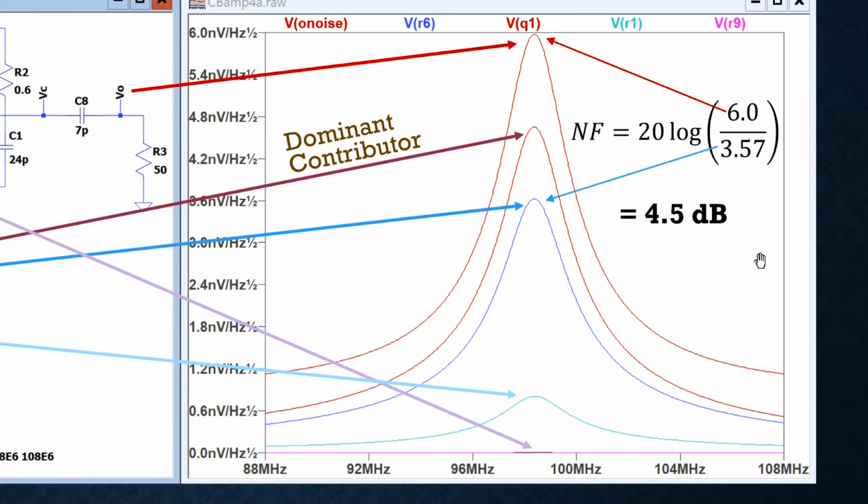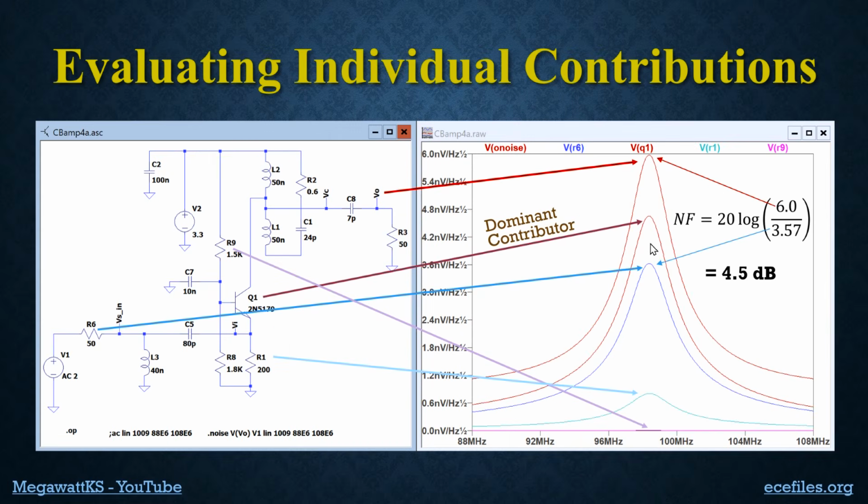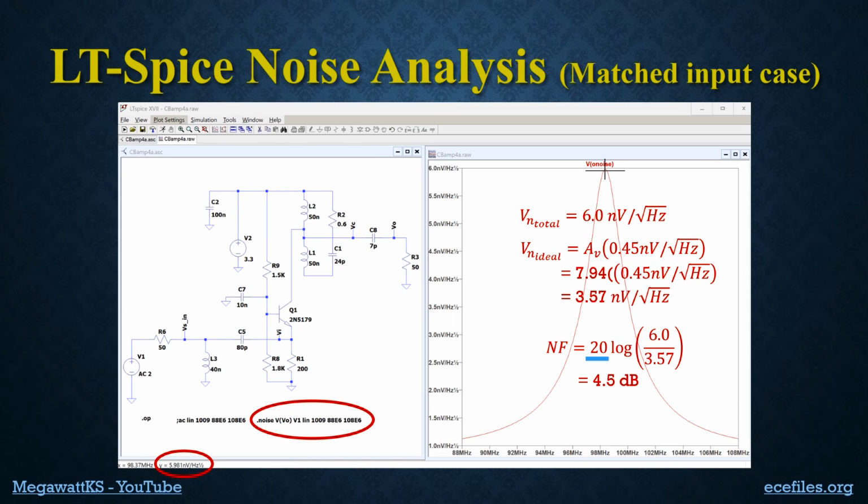And finally, to get the noise figure, remember we do 20 log of the total output noise divided by what I'm calling the ideal noise, or the noise that would happen at the output just from the source if the amplifier was noiseless, which is 3.57, which is 3.6. So 6 over 3.6, 20 log of that, is 4.5 dB. The same as we got over here.